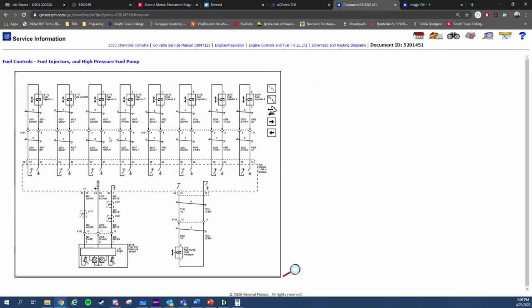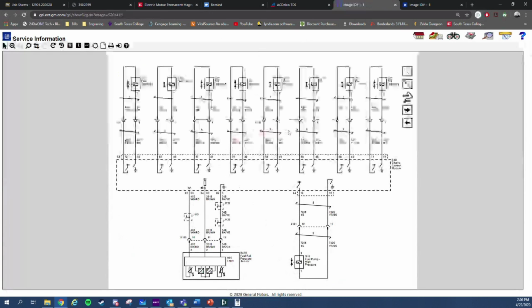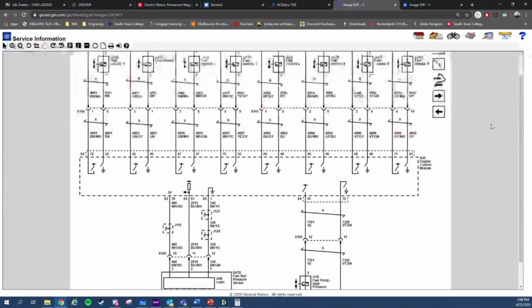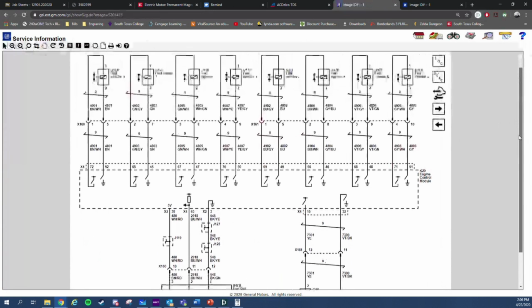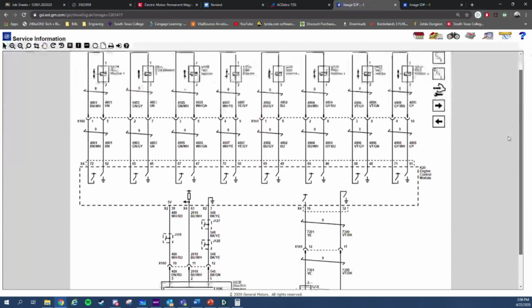Something that's front wheel drive. Yeah, it's not showing me dual injectors. I know most manufacturers are doing dual now. But if you look at this, it's a 2020 LT2 Corvette.